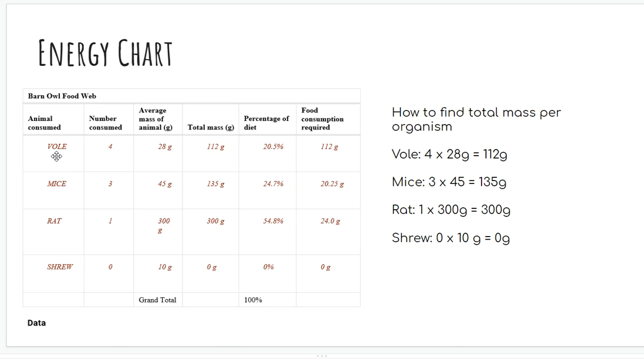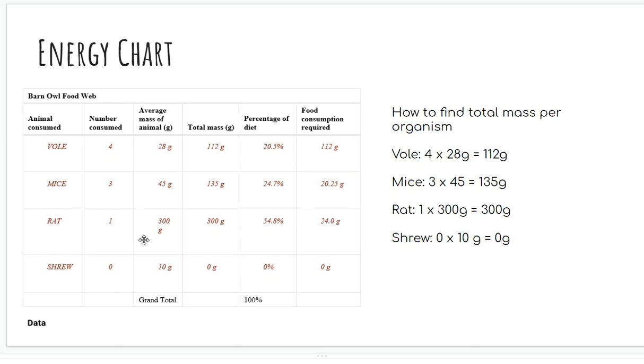If this owl consumes 4 voles, and each vole is 28 grams, the total amount of grams consumed is 112. I got that by taking 4 times 28 equals 112. For the mouse, if there's 3 consumed, each at 45 grams, 3 times 45 is going to give me a total of 135.